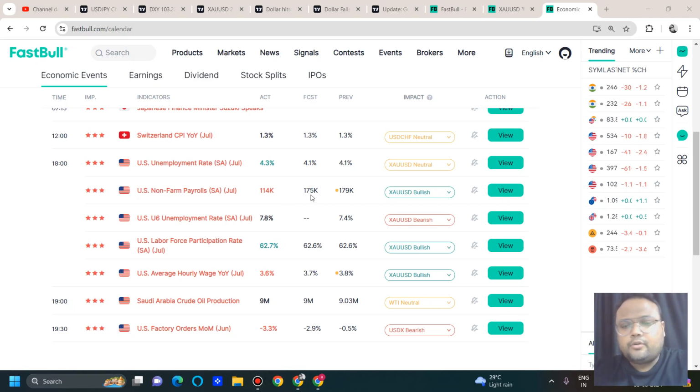You can see, my dear friends, the forecast was 175K jobs, previous was 179K, and the number came around 114K. For the unemployment rate, forecast was 4.1, previous was 4.1, and the number came around 4.3. You can see the impact is neutral for gold, and this one is bullish for gold. And if you want to see the impact for the dollar, both news items were bearish for the US dollar. And if you're wondering what this is, this is the awesome economic calendar from FastBull. We have been using this for quite some time, and undoubtedly it is the best economic calendar that I have seen to date. Not only does it tell us about the news, but it also tells us about the impact that we are going to see after a news.